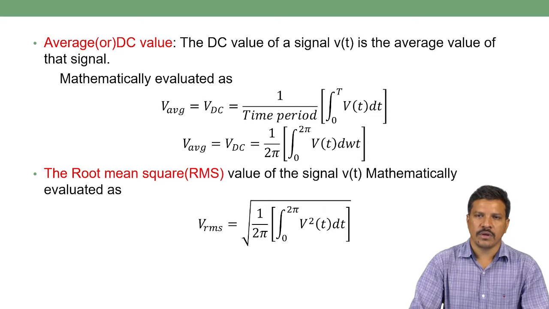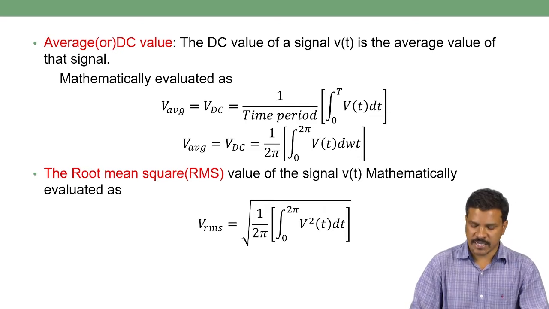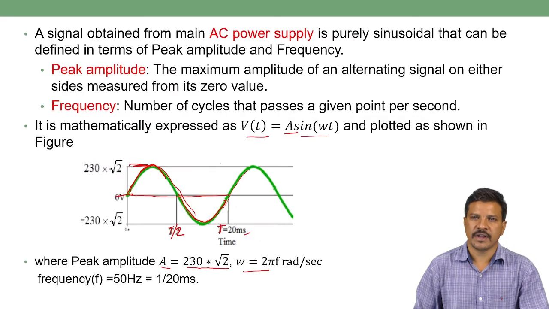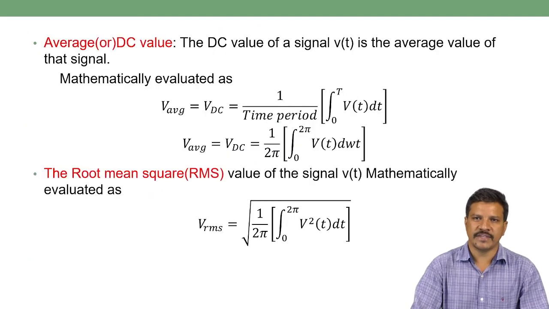And also, two important parameters for these signals for the time period, for the instantaneous values of the signals, which are called the average or DC value of this particular power supply signal, or any signal, and the root mean square of this kind of sinusoidal signal. The average or DC value of a signal V of t is the average value of that signal.